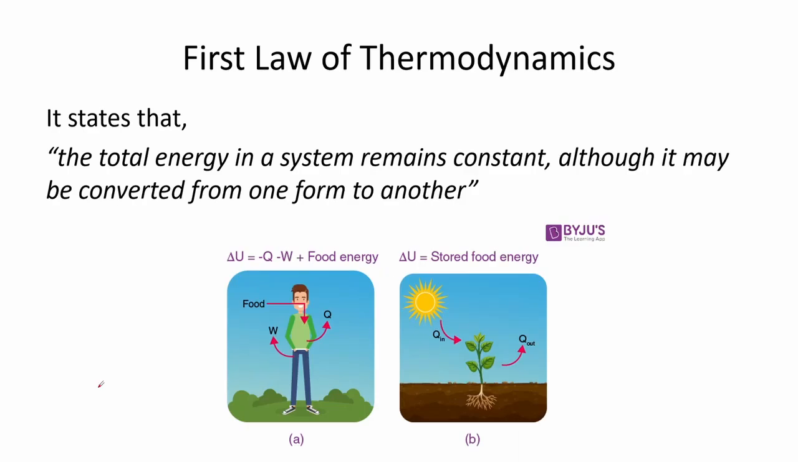The first law of thermodynamics can be stated as: the total energy in a system remains constant, although it may be converted from one form to another. It is a form of conservation of energy.